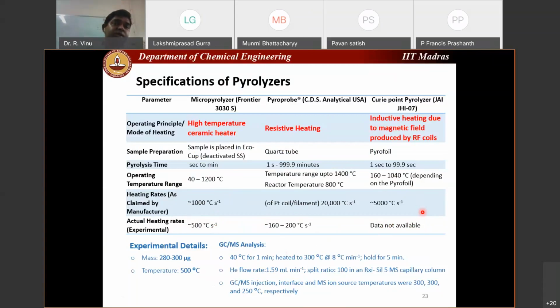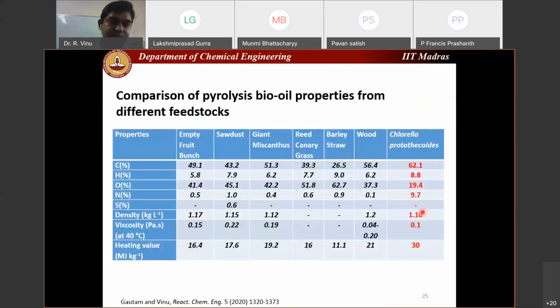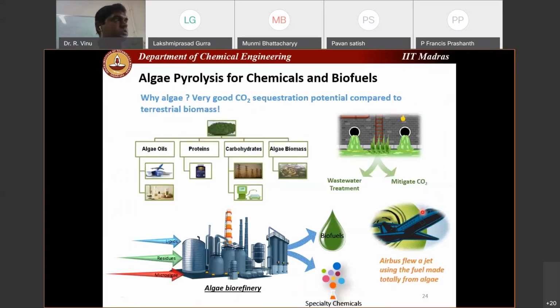This motivated us to really probe. And luckily, as I said, we have all these three different pyrolyzers in our laboratory. So we thought we would study the pyrolysis of a specific material, and the material that we chose is algae. We wanted to understand its pyrolysis behavior in these three different systems. And this is just a motivational slide to say why algae for chemicals and biofuels.